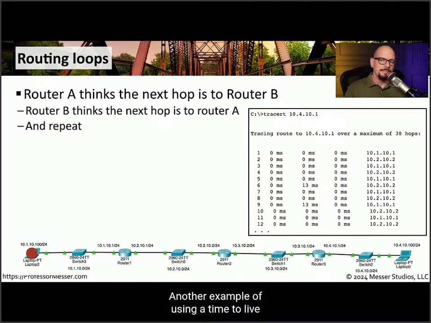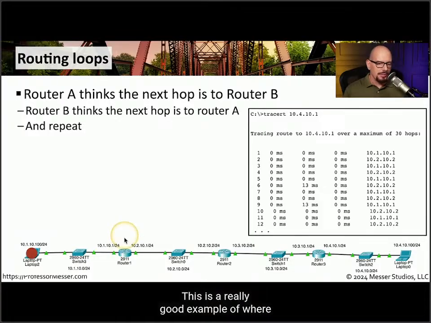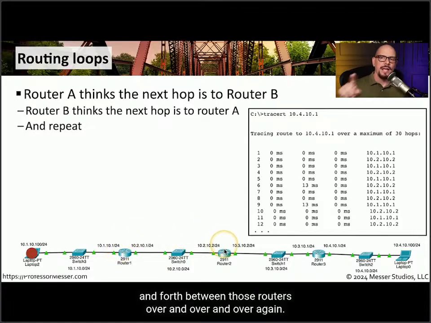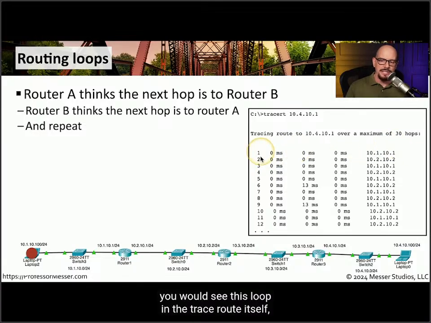Another example of using a time to live to stop traffic that is looping around your network is through the use of a routing loop. This is a really good example of where you might have router A thinks the next hop is router B, and router B thinks the next hop is router A. And what you'll find is that the packet goes back and forth between those routers over and over and over again. If you were going to perform a trace route, you would see this loop in the trace route itself, where the route goes to 10.1.10.1, then it goes to 10.2.10.2, then back to 10.1.10.1, then back to 10.2.10.2, and so on. And this will continue all the way through until it reaches a time to live.